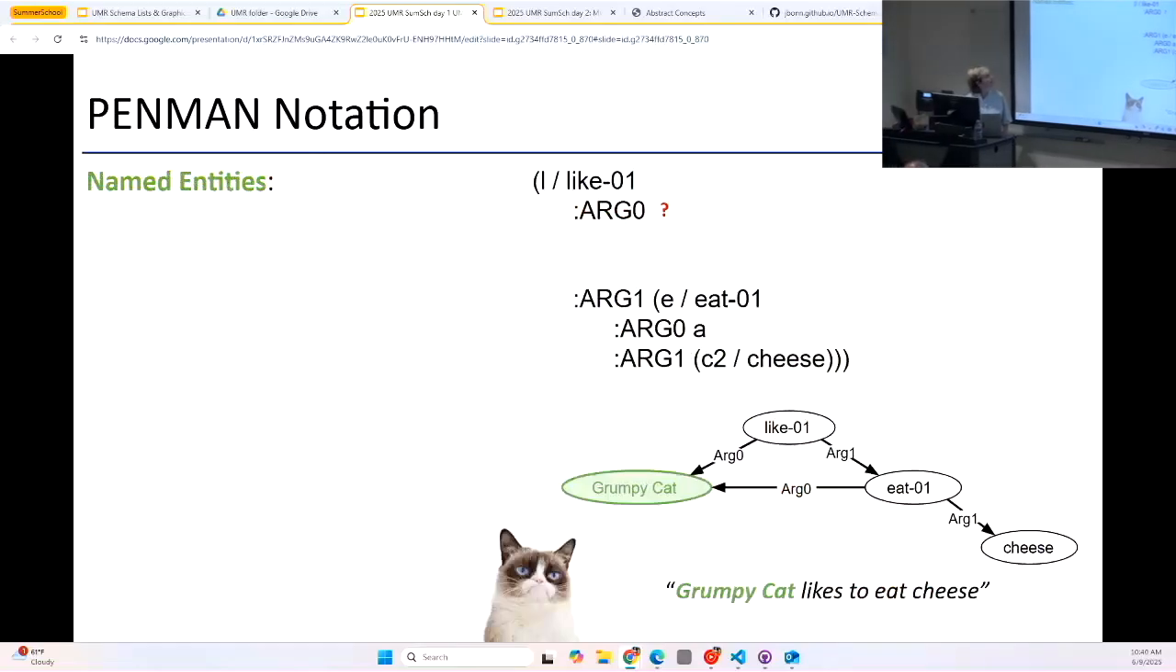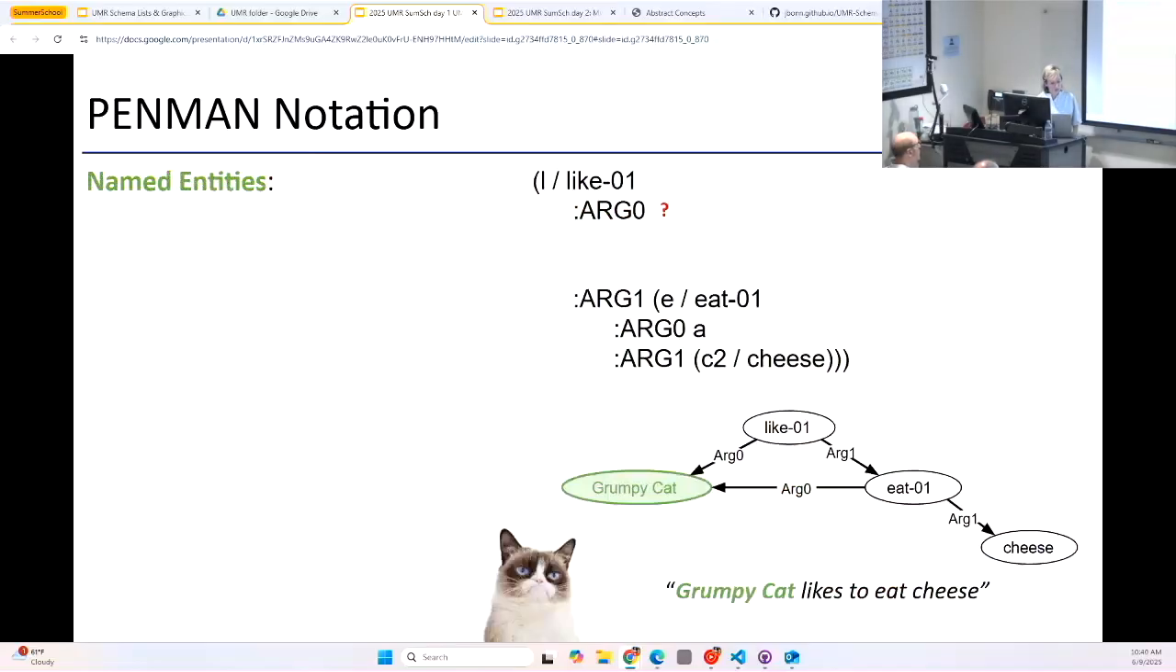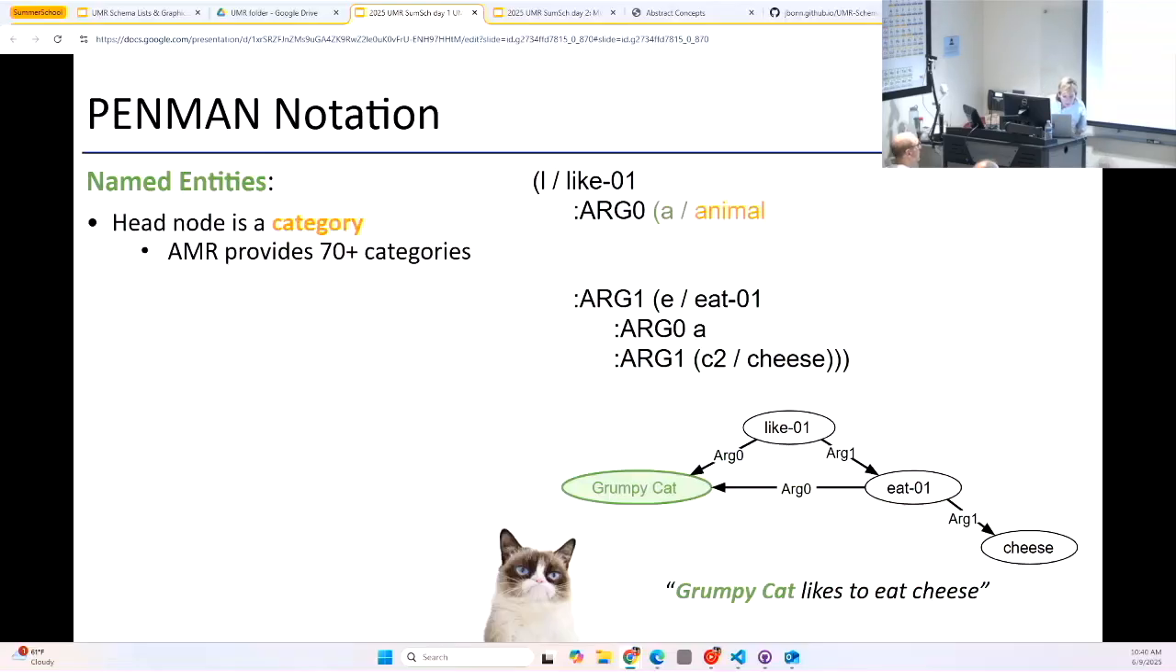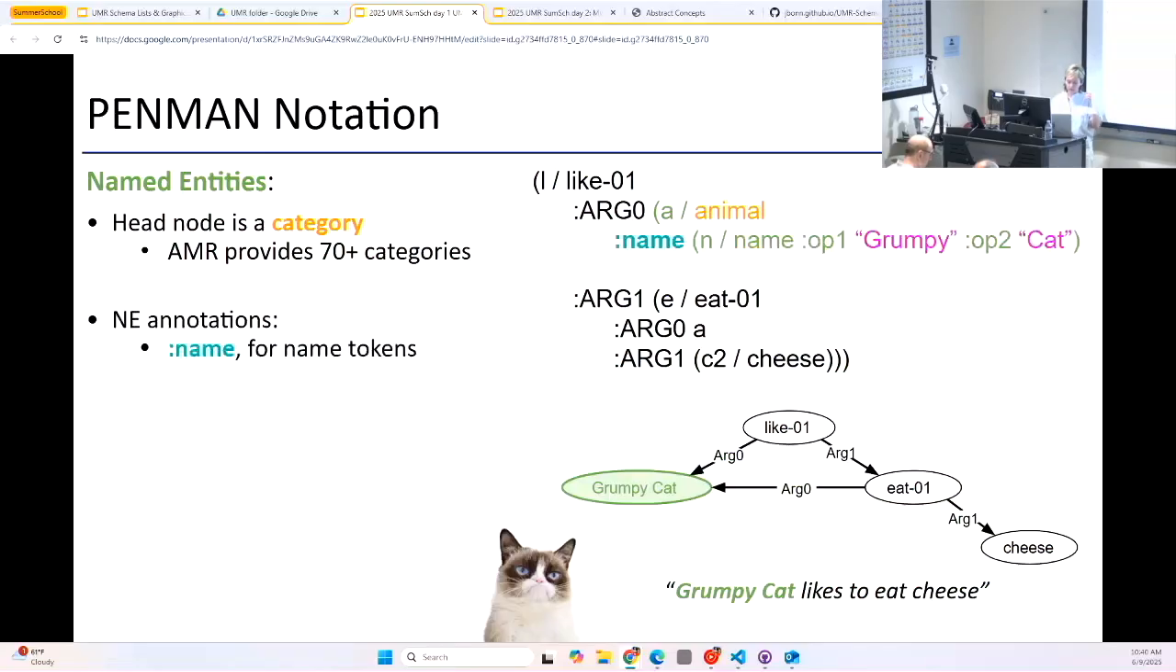Named entities. AMR does fun things with named entities. AMR has an inventory of about 70 named entity types. The named entity types are just a general, generic, abstract concept. The idea is you can fit anything in the world into one of these 70 categories. It's a hierarchy, so you start with that as your head node, and then you add the actual name.